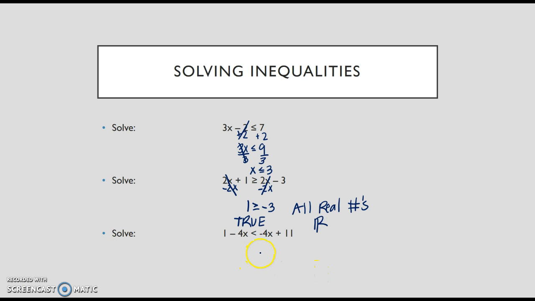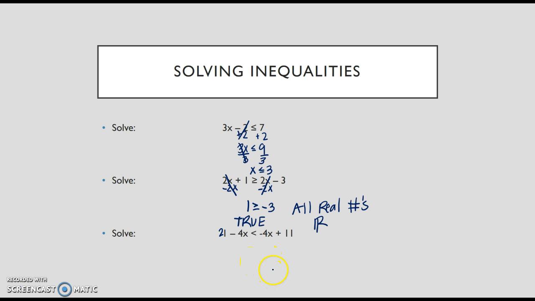And for the last one on this slide, I actually want to change it because I can already tell it's not what I was intending to do. So we're just going to change it to 21. If I can get this to write. 21 minus 4x is less than negative 4x plus 11.